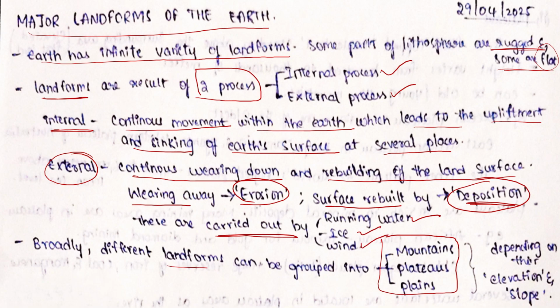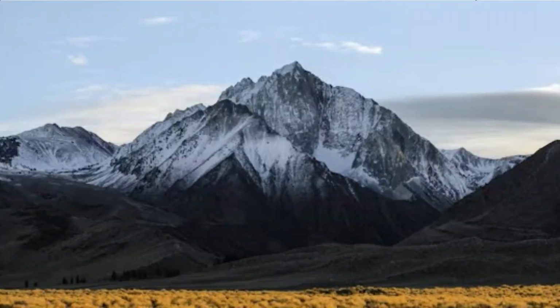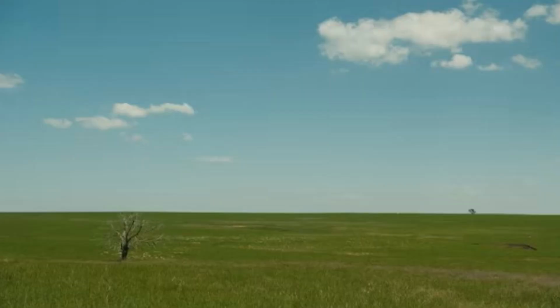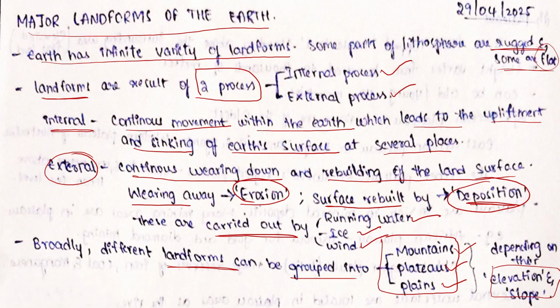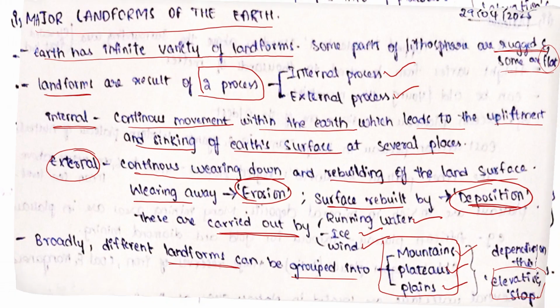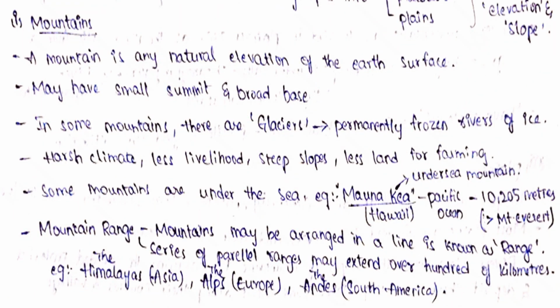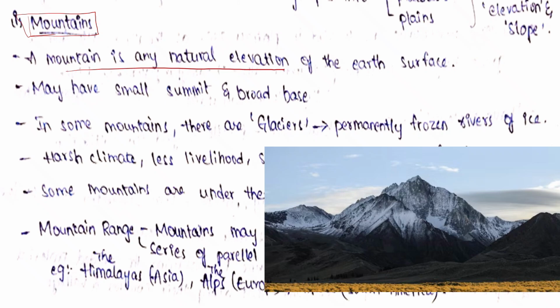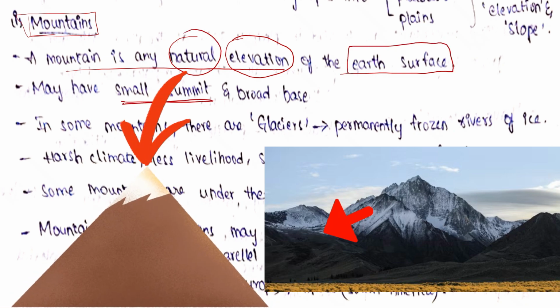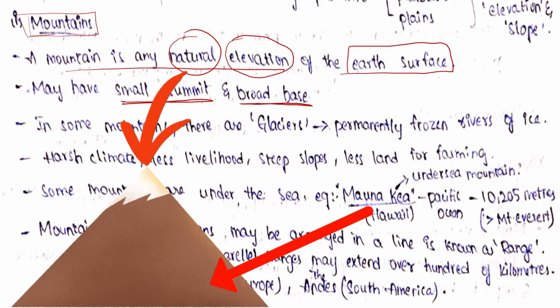And landforms are broadly divided into three types, such as mountains, plateaus and plains, depending on their elevation and slope, which means height and slope. Now let's first discuss mountains. A mountain is a natural elevation of the Earth's surface. Here we need to note down it is an elevation and it is natural that happens on the Earth's surface. And mountains have small summits and a broad base. It means a small top, that is called a summit, and a base, which is wide.